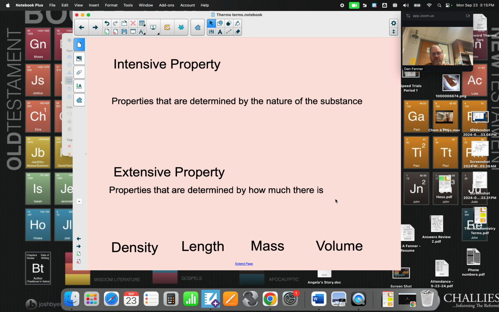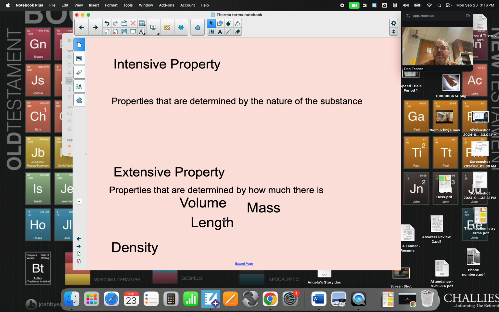So let's start on the end here, volume. If I pour a glass of milk and then I put more in that glass, I'm changing the volume. I'm putting more in, I'm getting greater volume, so it would be extensive. Mass, if I mass something, then I put more mass on, the mass goes up. So mass would also be extensive. Length, if I measure something and then I measure further, it gets farther. Length would also be extensive.